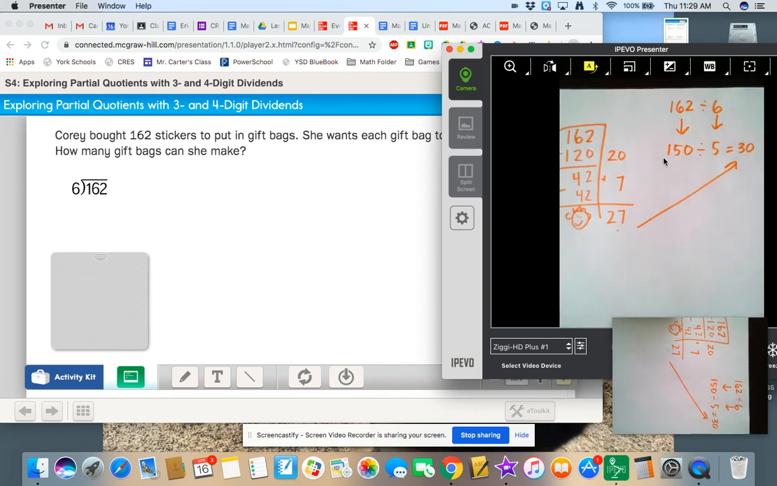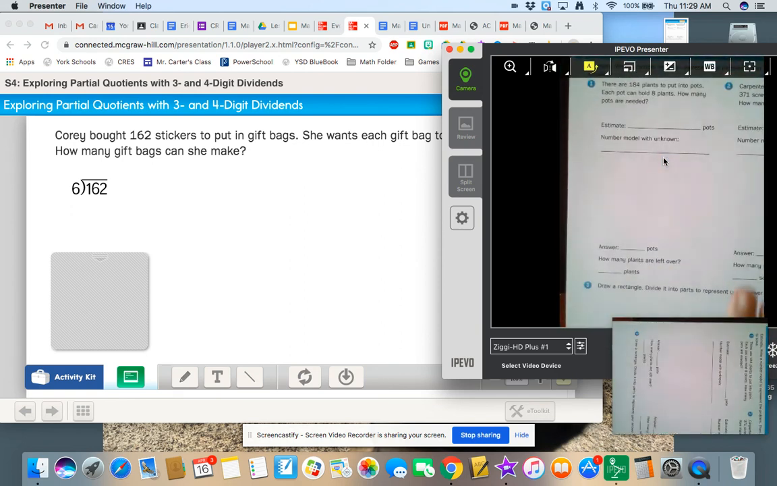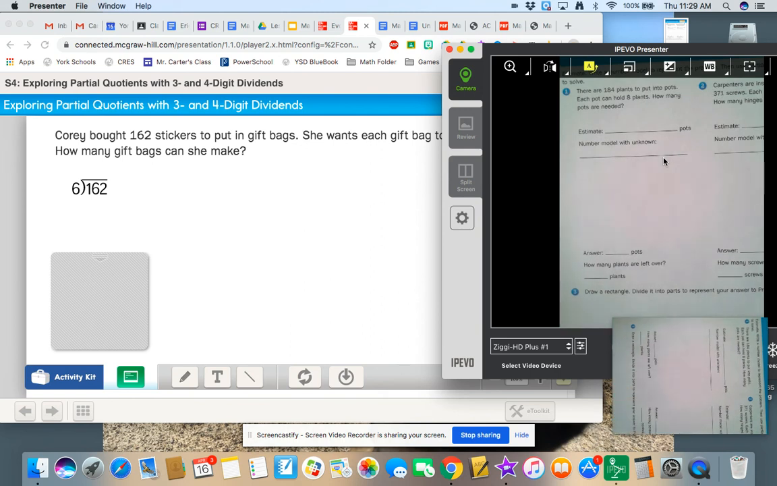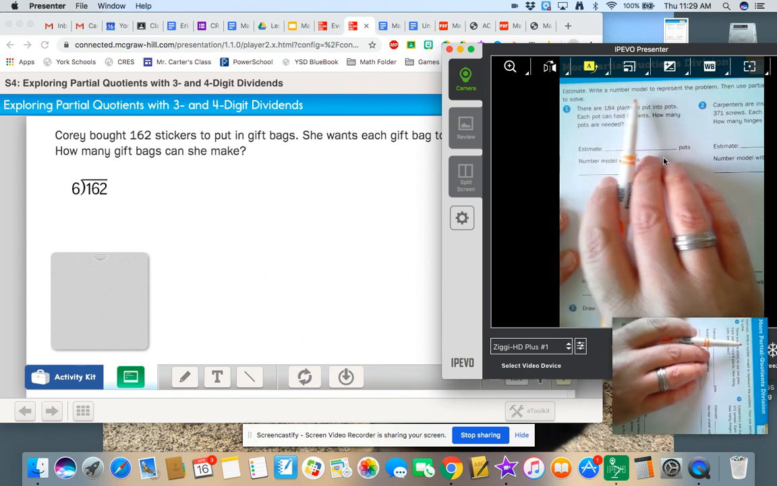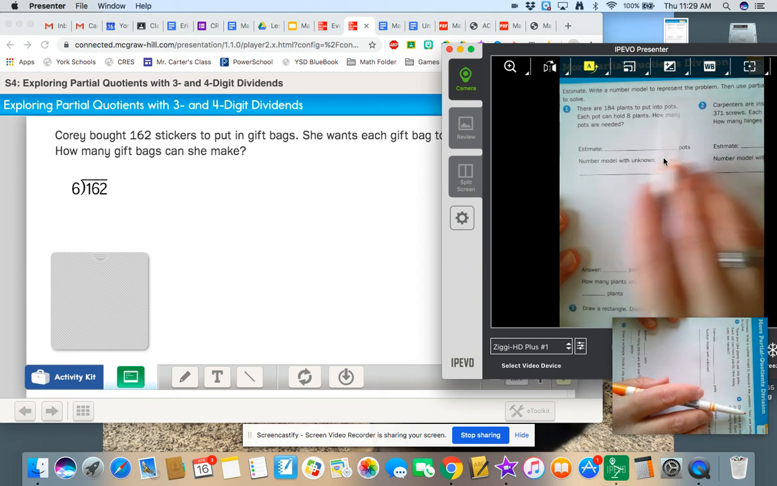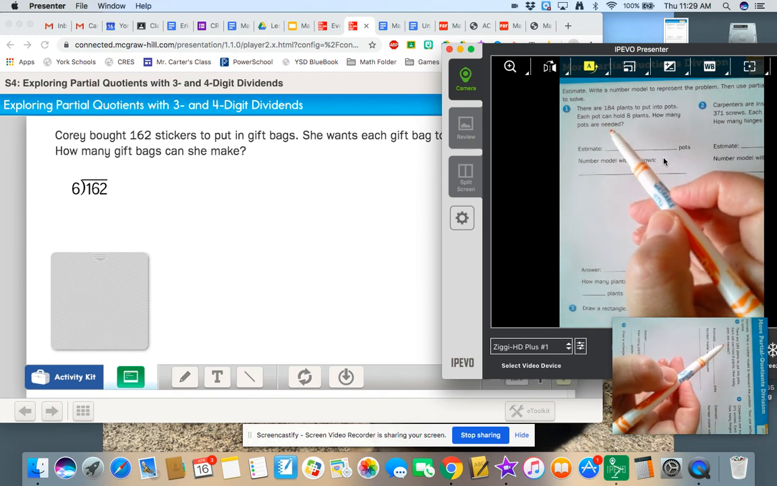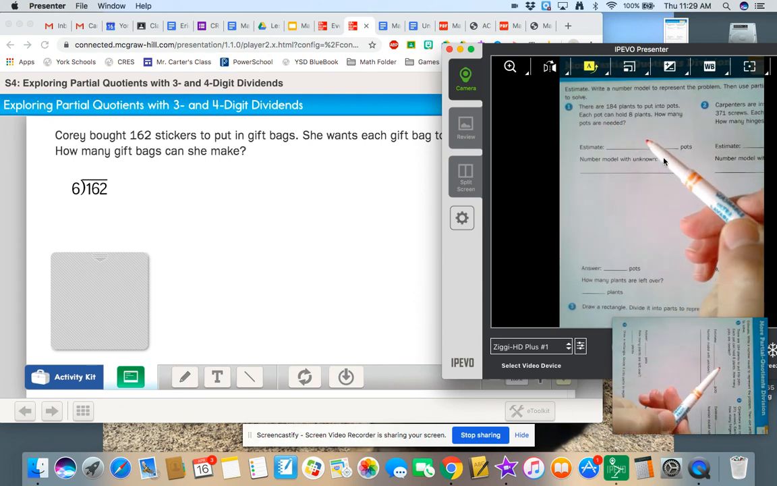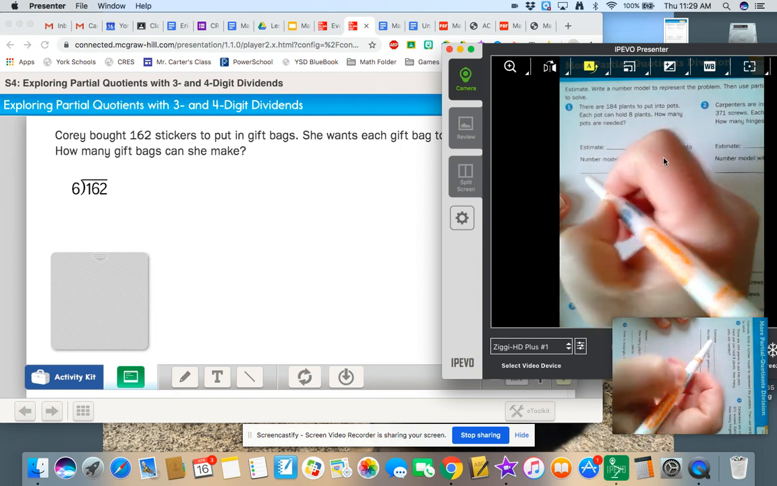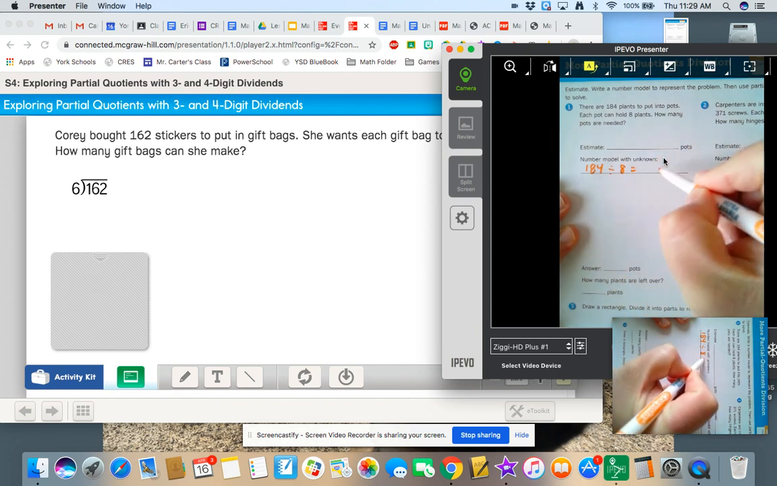All right. So now I'm going to go to the journal page 206. I'm going to do one of the problems in there for you. The first problem is asking you to write an estimate and then write a number model to represent the problem using partial quotients to solve. So there are 184 plants to put into pots. Each pot can hold 8 plants. How many pots are needed? Well, I'm going to skip the estimate for a second. I'm going to go right to the number model, which is 184 divided by 8, and let's put an unknown as P for pots.